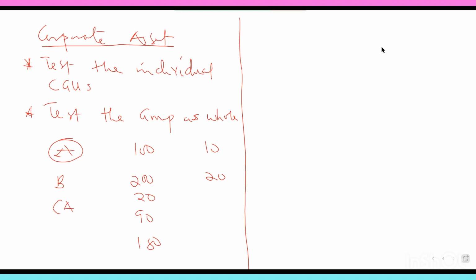And they can give you the value of the group as a whole, which will be maybe 280. Not 180, it should be 270 or 280. Let's say that it's 280. They'll give you the value of the group as a whole to be 280. The question now is, if you are testing for the individual CGUs, they are having an impairment loss of 10 and 20. Now, if it's for the group as a whole, what will be the impairment loss?